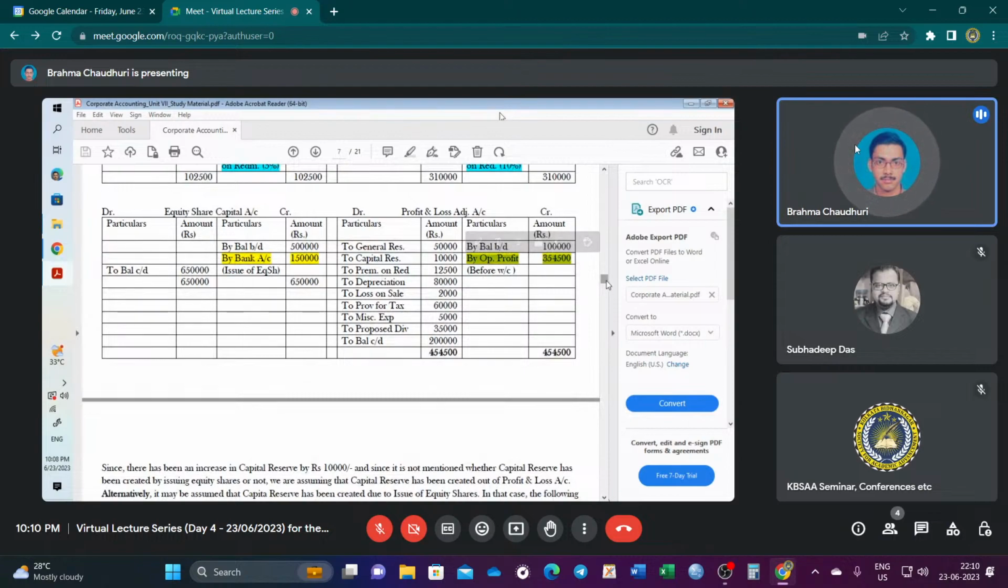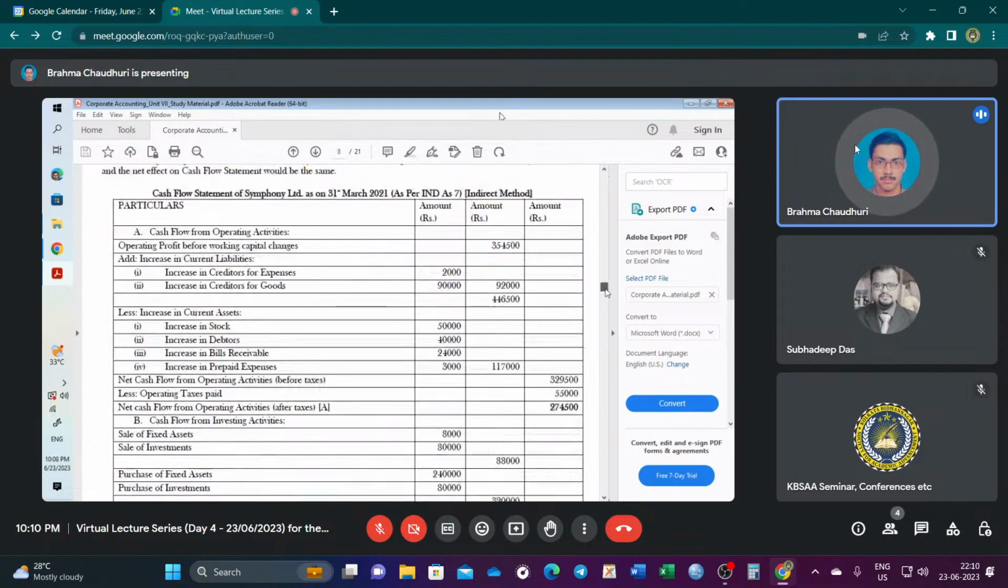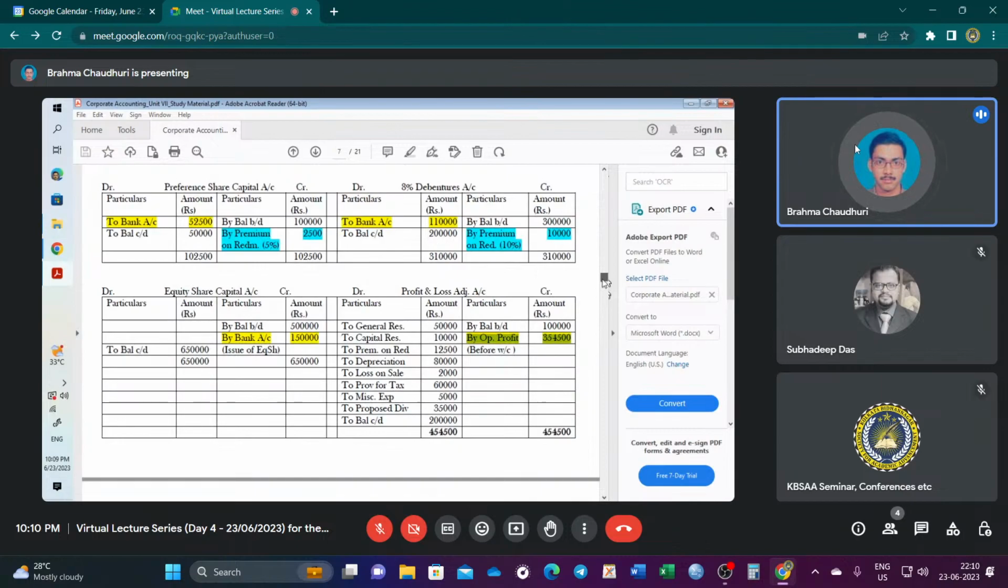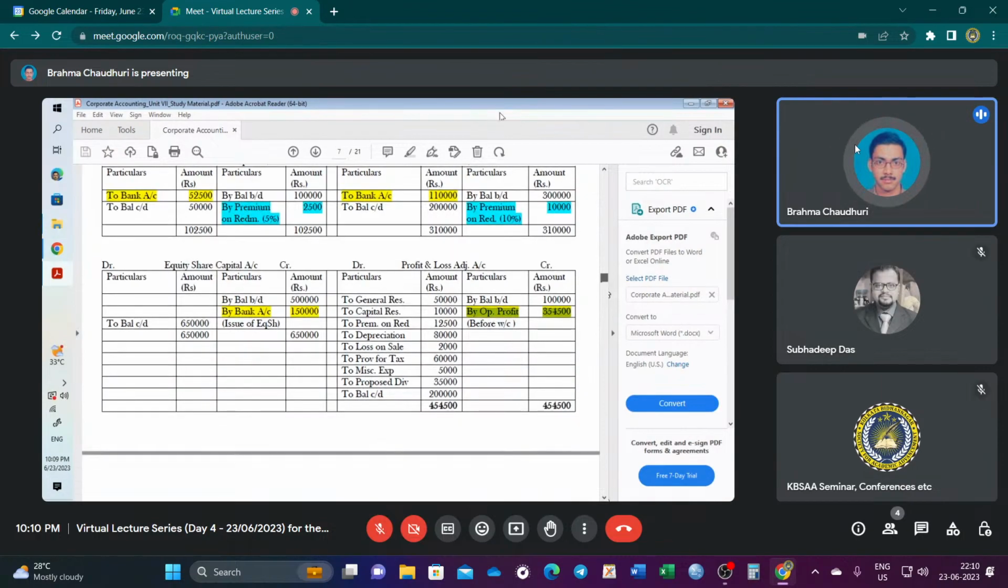3,54,500, we are getting an operating profit. So now we will go and prepare the cash flow statement. Cash flow statement of Symphony Limited as on 31st March 2021 as per Ind AS 7 under the indirect method. First of all, cash flow from operating activities, operating profit before working capital changes, which we have arrived at by this profit and loss adjustment account, that is 3,54,500.